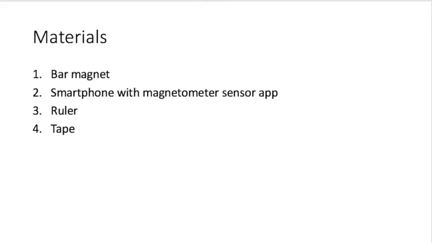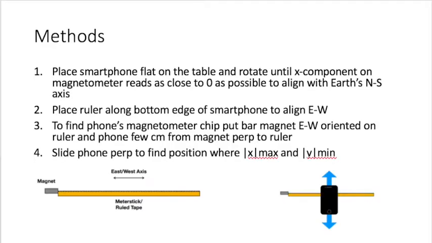The materials of the lab included a bar magnet, a smartphone with a magnetometer sensor app, a ruler, and tape. The first section of the methods involved orienting the smartphone perpendicularly to the bar magnet. I placed the smartphone flat on the table and rotated it until the X component of the magnetometer read as close to zero as possible, to align with Earth's north-south axis. I then placed the ruler along the bottom edge of the smartphone to align east-west.